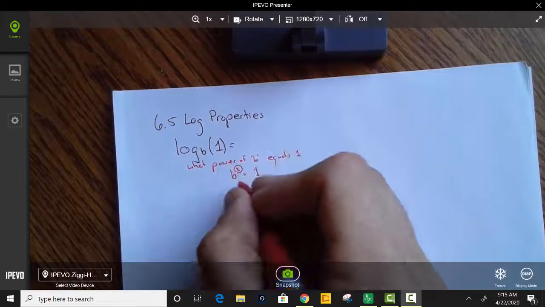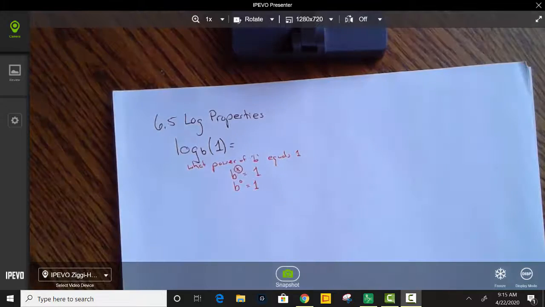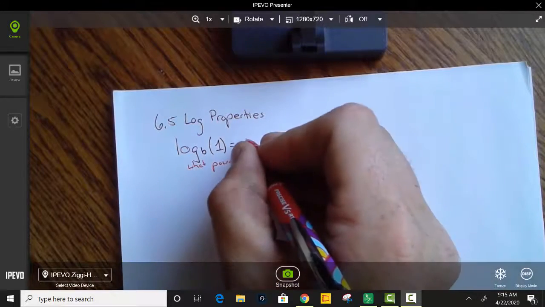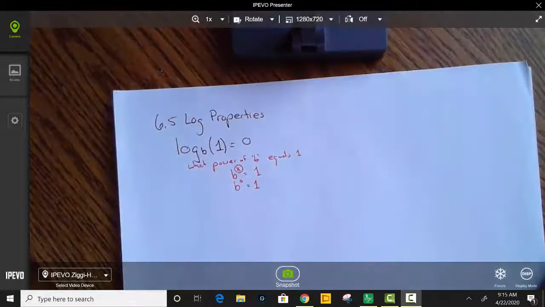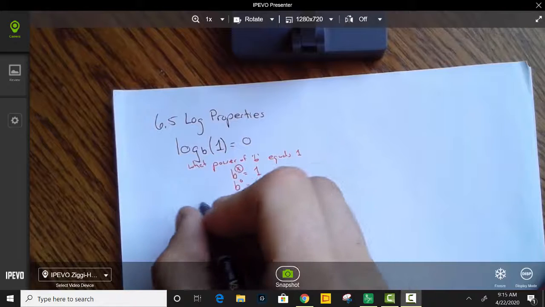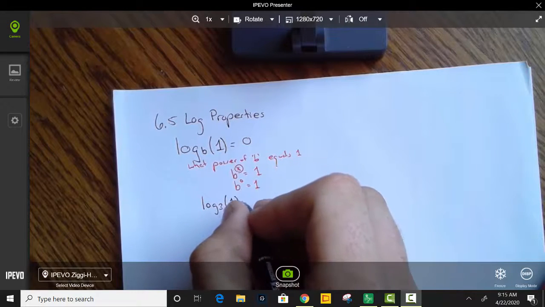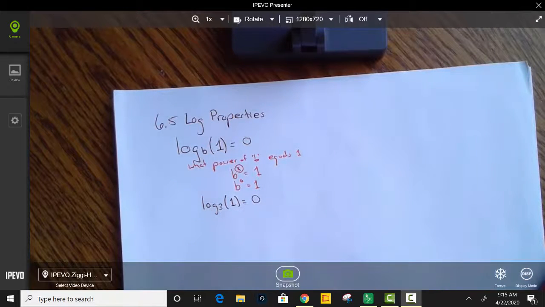Well, we have an exponent property that says anything to the 0 power equals 1. So if you have a logarithm that's being evaluated at 1, the answer will always be 0, regardless of what the base is. For example, if we ask what is log base 3 of 1, it doesn't matter what the base is. What's inside the parentheses is 1, therefore the logarithm will equal 0, because anything to the 0 power is 1.